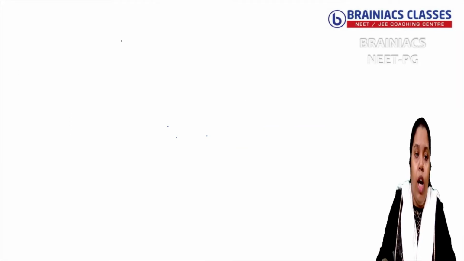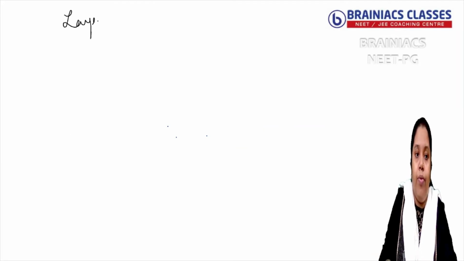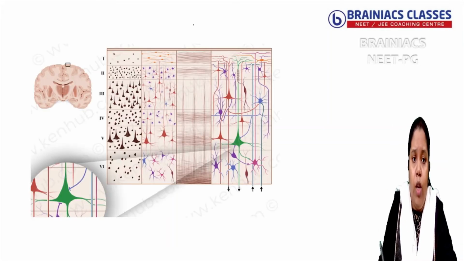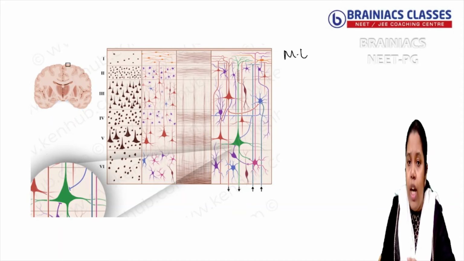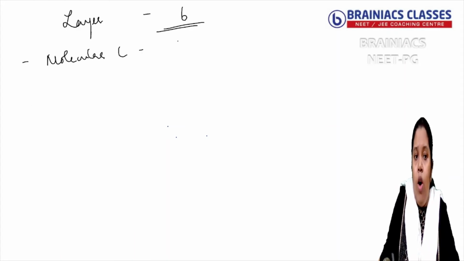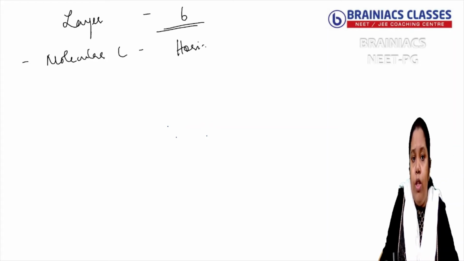Now coming to the layers, the cerebrum has 6 layers. Which are the layers? Can you see? The first layer is the molecular layer, which contains the horizontal fibers. The molecular layer contains the horizontal nerve fibers.